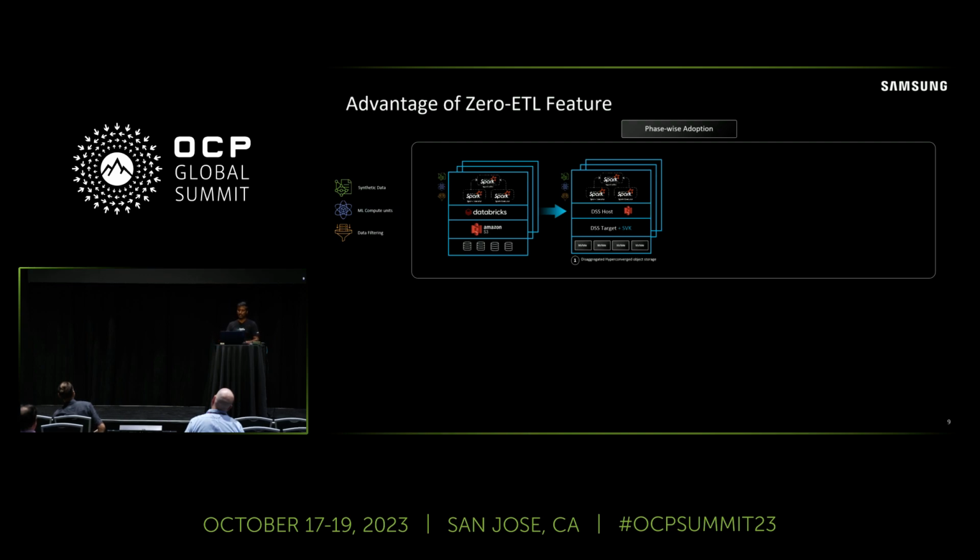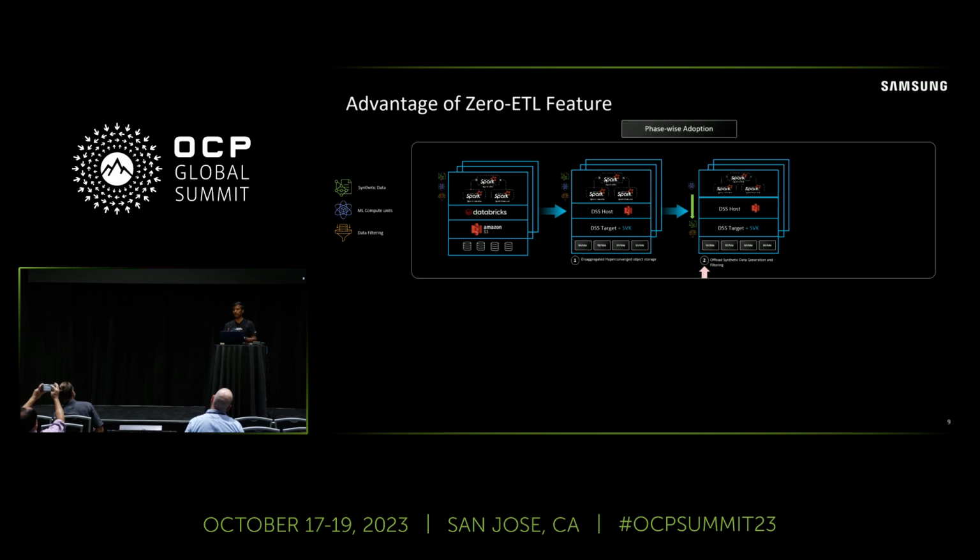And the third thing that we did was to offload, as you can see, synthetic data and data filtering into the DSS target object storage, so that Spark is free to do only ML compute. They don't have to generate data, they don't have to load the data, so it gets quite simple in terms of Spark management.